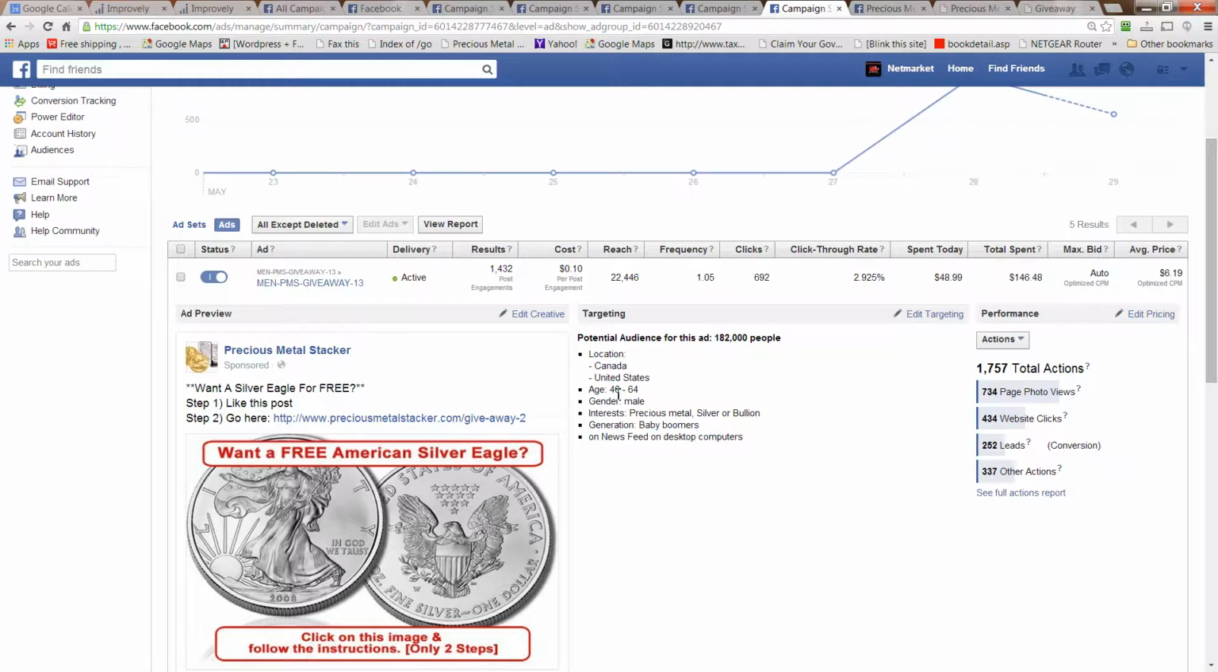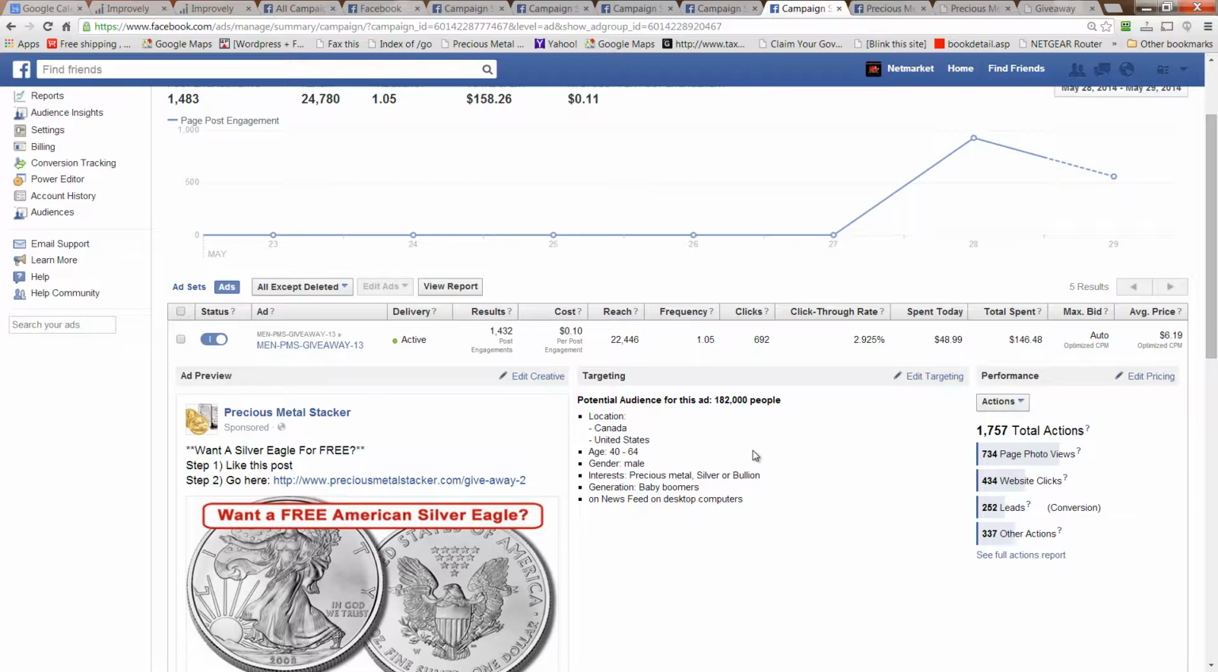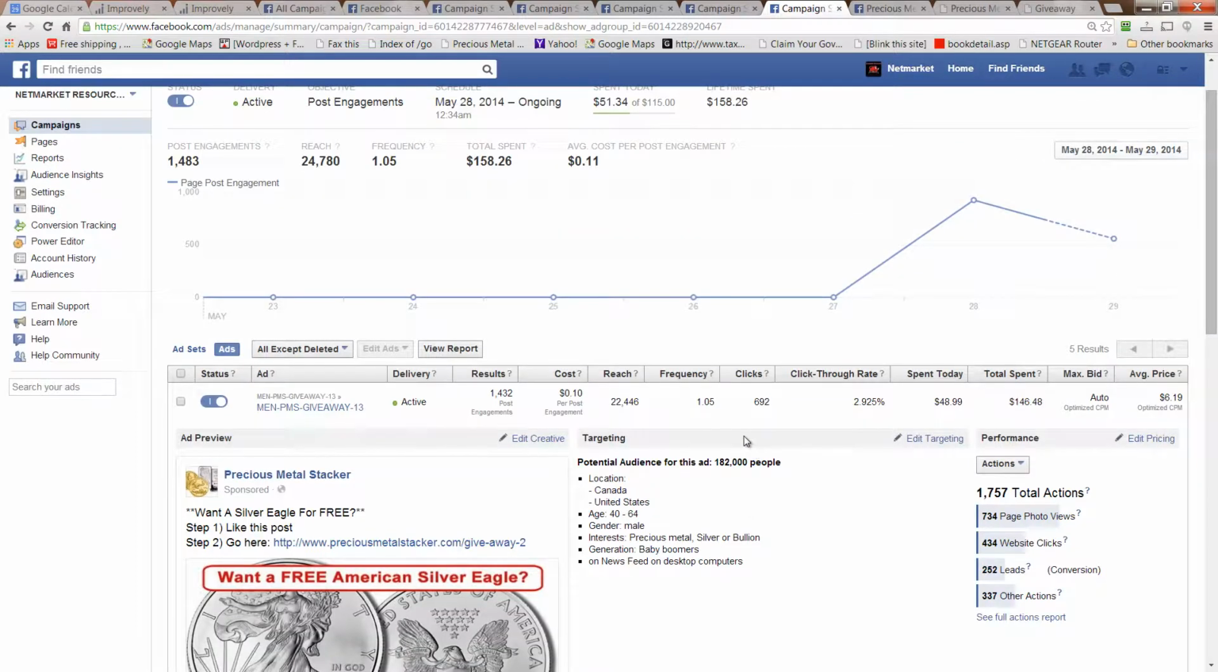So they understand the value of silver and gold more so than millennials or Gen Xers. And you can see here we also put the age qualifier in here from 40 to 64. We split test the gender as well. So we switched it up, put the gender to male, added in a generation for baby boomers. We got a much smaller audience, but you can see our post engagements went through the roof, and we really started hitting it out of the park. So this worked for us.